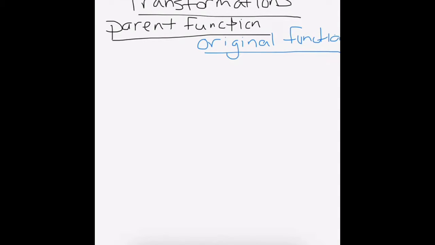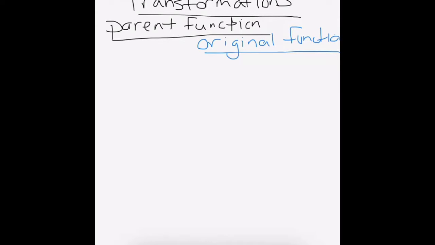The parent function is your new vocabulary, right? We briefly talked about it, but it just means the original function, okay? So keep in mind, it means exactly how it says. It's before, right? Your parent is your before your DNA gets combined to you. That's the same thing. It's before any transformation is applied.